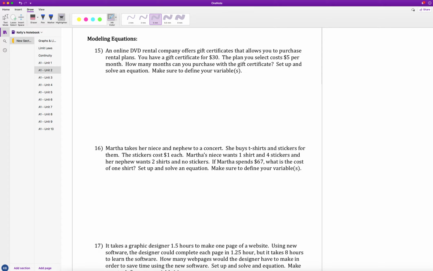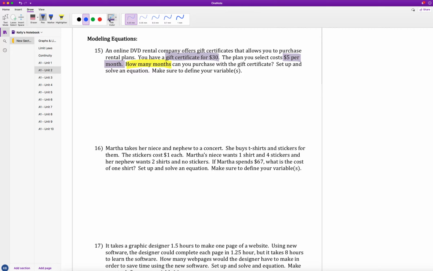So let's go through and read this again and start annotating on the paper about what information we are given. So we have this online DVD rental company and they give out gift certificates that allow you to purchase different rental plans. So what we have is a gift certificate for $30 and the plan that I'm selecting costs $5 per month. What we want to know is how many months can you purchase with the gift certificate.